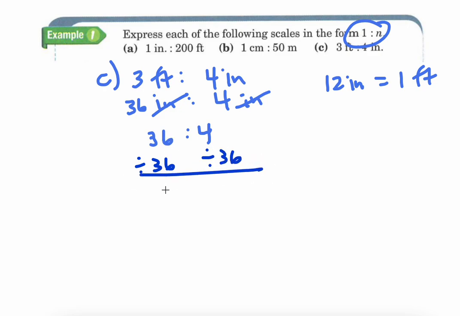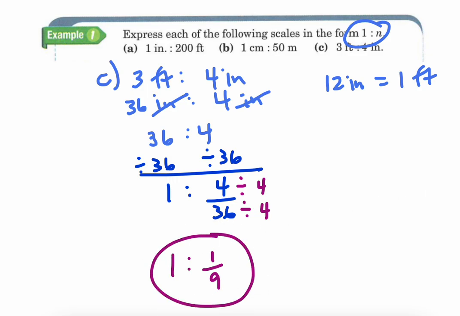Well, I can divide by 36, and I need to do that on both sides. So 36 divided by 36 is 1. 4 divided by 36, let's keep it as a fraction. Let us reduce by 4. So I end up with 1 to 1/9. That's my answer.